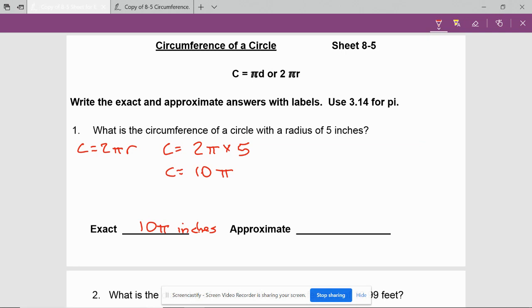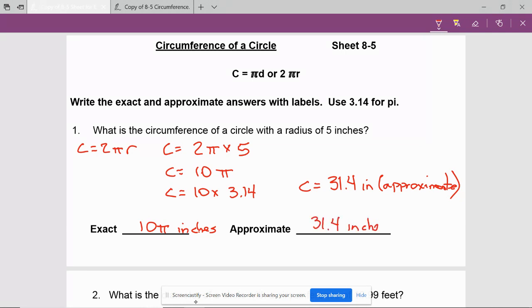Now let's go ahead and multiply this out, 10 times 3.14. So C is going to equal 31.4 inches, and that's going to be an approximate. Okay, because we multiplied it by pi, but we didn't multiply it by the entire pi number. Okay, so that answer is actually going to be 31.4 inches. So that's how we get an exact number, and that's how we get an approximate number. So that's problem number 1 on your homework.